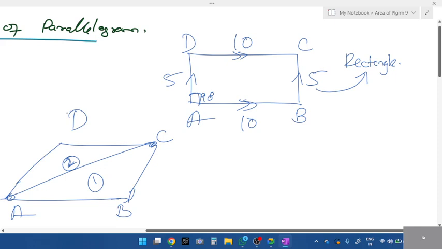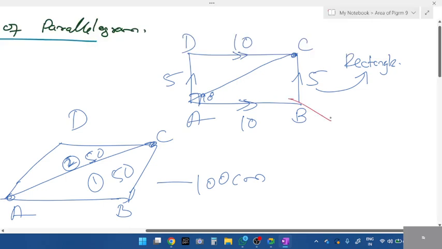If entire area of this parallelogram is 100 centimeters square, what is the value of each triangle? Area of each triangle is? Each 50. 50 plus 50 is 100. Same concept in the rectangle, students. Same concept, rectangle. How many triangles are formed?